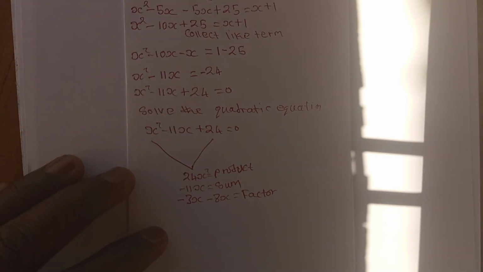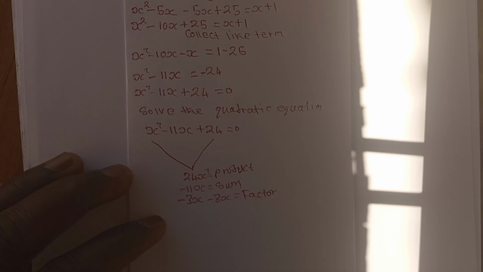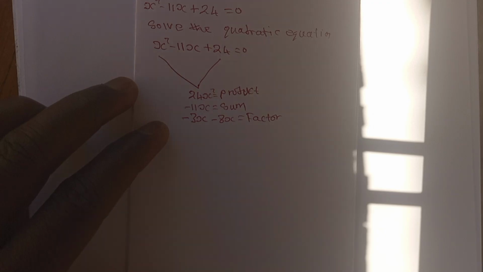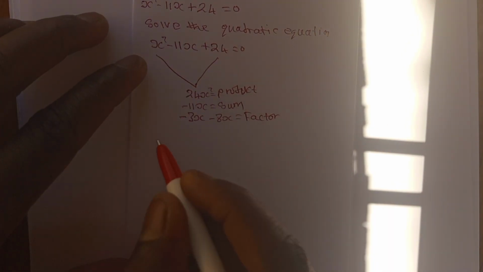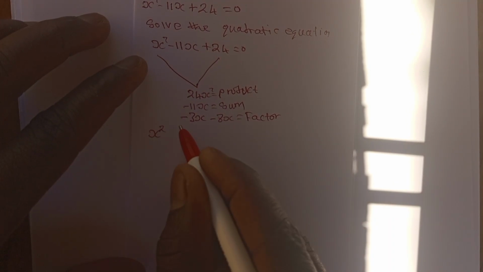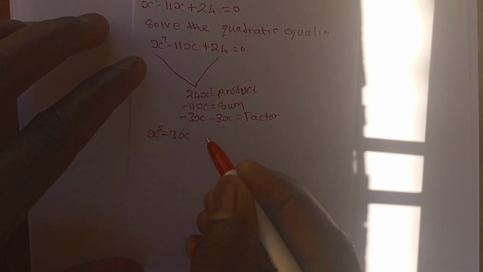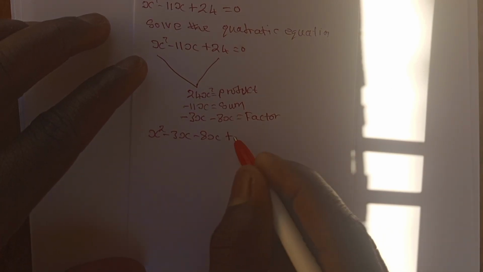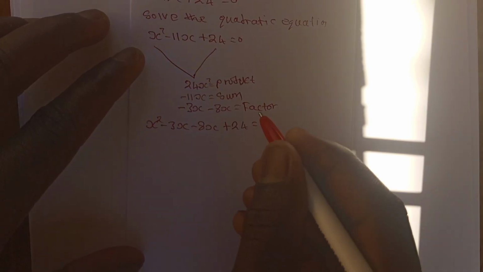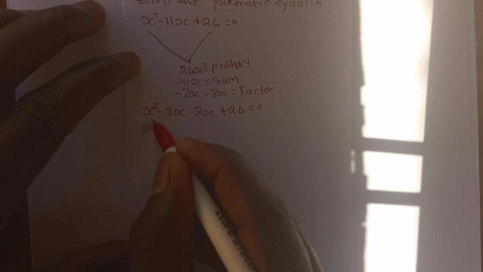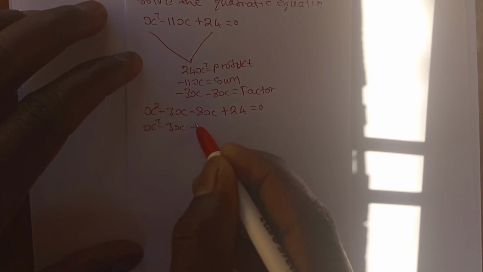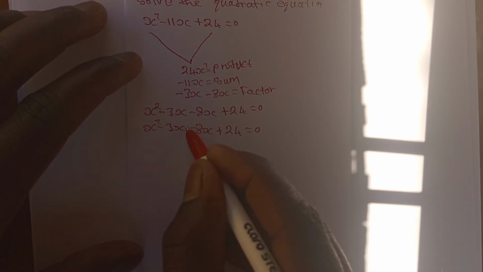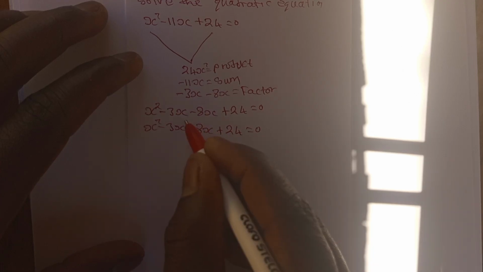So we solve the problem. We take x squared, we take minus 3x, we take minus 8x, and we take the last one, plus 24 equals 0. So write it again: x squared minus 3x minus 8x plus 24 equals 0. So bracket it 2 by 2.